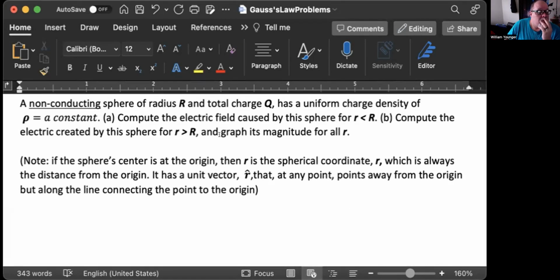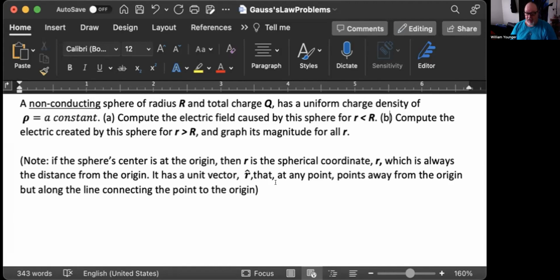Part A, we want to compute the electric field caused by the sphere for r less than the actual radius of the sphere, and in part B, we're going to do it for r greater than the radius of the sphere. Note, if the sphere center is at the origin, which is what I'm going to do, then r is the spherical coordinate r, which is always the distance from the origin. It also has a unit vector r hat that at any point points away from the origin along the line connecting the point to the origin.